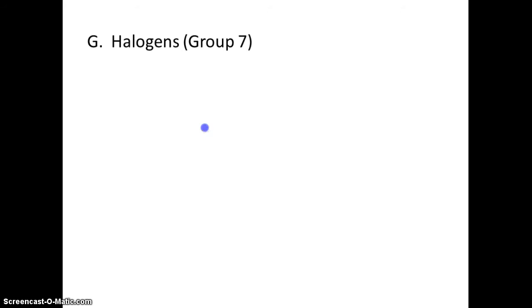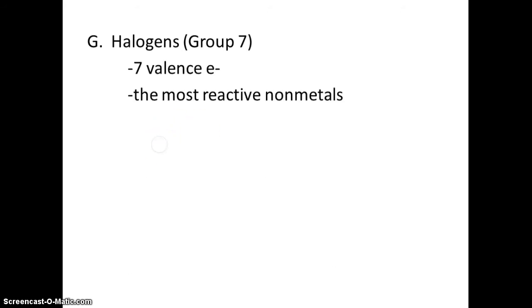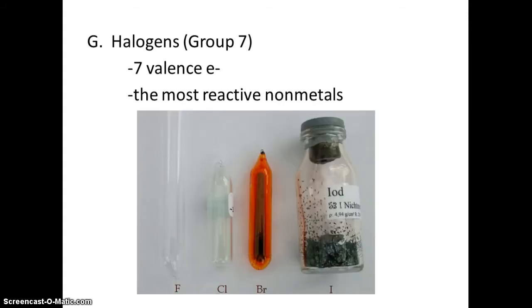Halogens is group 7, and it has 7 valence electrons, and it is the most reactive nonmetals. For this, the first few are gases. So fluorine and chlorine are gases. Bromine is a liquid, and iodine is a solid. Iodine tends to be purplish in color, and that's like what they would rub on you before they cut you open in surgeries. Chlorine is what they put in pools. Fluorine, or the fluoride, is for your teeth. And these are all really, really smelly.